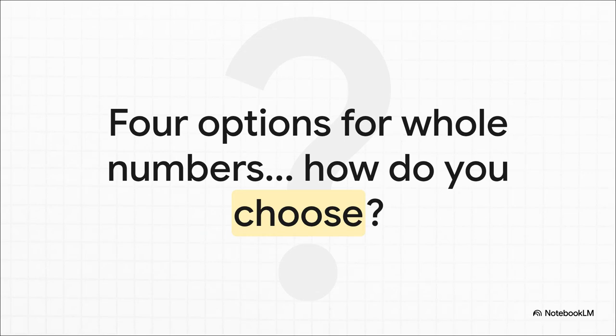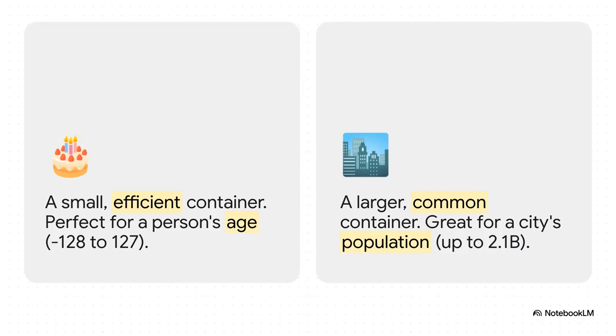Okay, so you've got 4 tools that basically do the same job. How in the world do you pick the right one? Well, it all comes down to being efficient and choosing a container that's just the right size for what you need. Let's make this super practical. Imagine you need to store someone's age. You're probably not going to need a number bigger than 127, right? So a byte is perfect. It's small, it's efficient, it gets the job done without wasting memory.